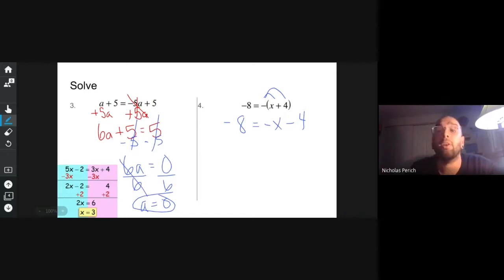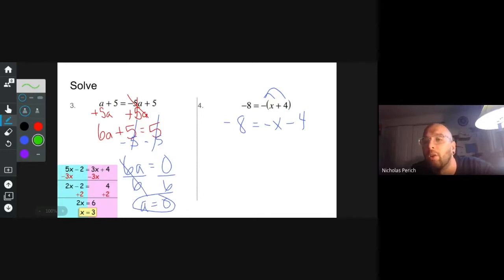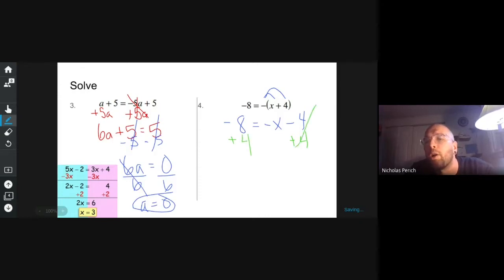Is x all by itself? No. What's in the way? That negative. Anything else? That -4. What should I get rid of first? That -4. How? +4. The negative x on the right drops down. -8 plus 4 is -4.